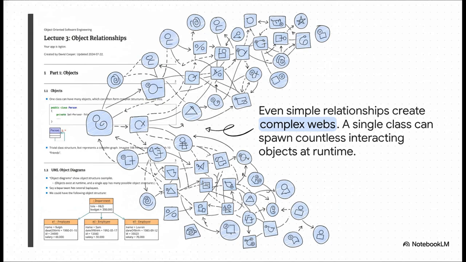So to really get the problem, you gotta see that software isn't one giant block of code. It's more like a bustling city of individual objects, all talking to each other. And as you can see here, even a simple idea like a person or a department can just explode into this crazy, complex web of interactions when the app is actually running. This is where the chaos starts.